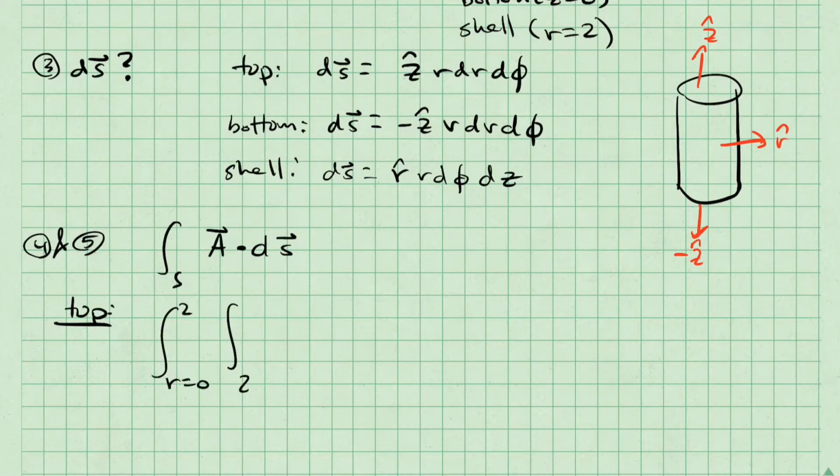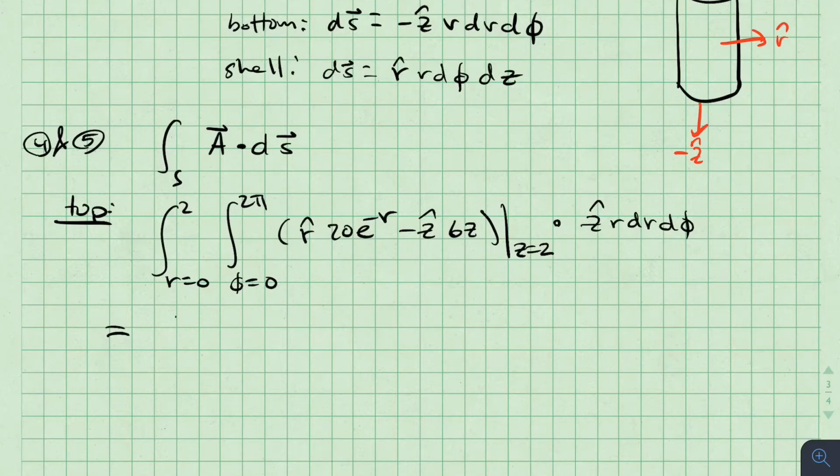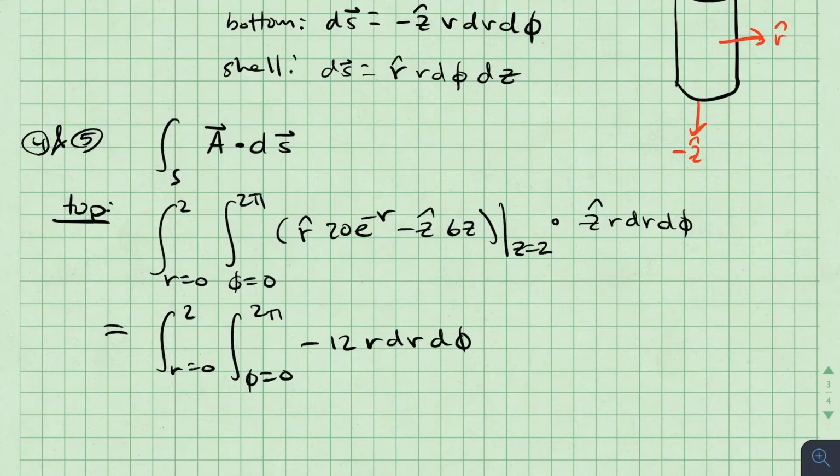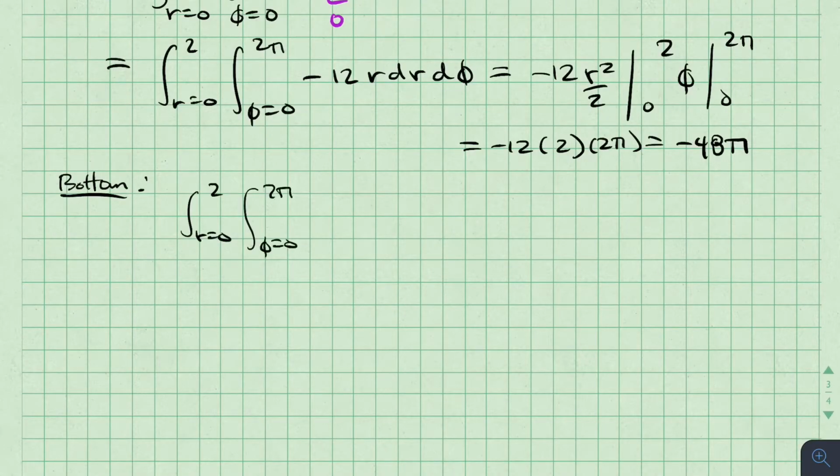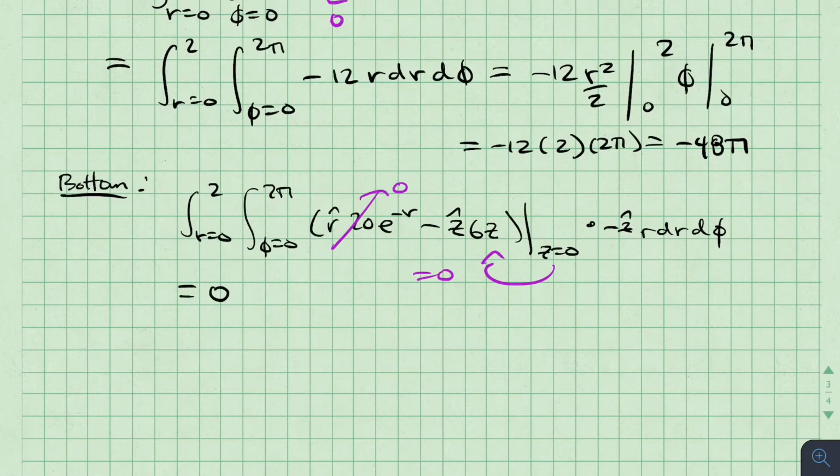Starting with the top piece, we realized from taking the dot product that the only part I need to integrate is the z hat component of the vector field multiplied by r dr d phi. Taking this integral, I'll get negative 48 pi. For the bottom, we're going to take the same integral, but the differential surface points in the negative z hat direction. When we plug in z equal to 0, we notice that this whole integral becomes 0.